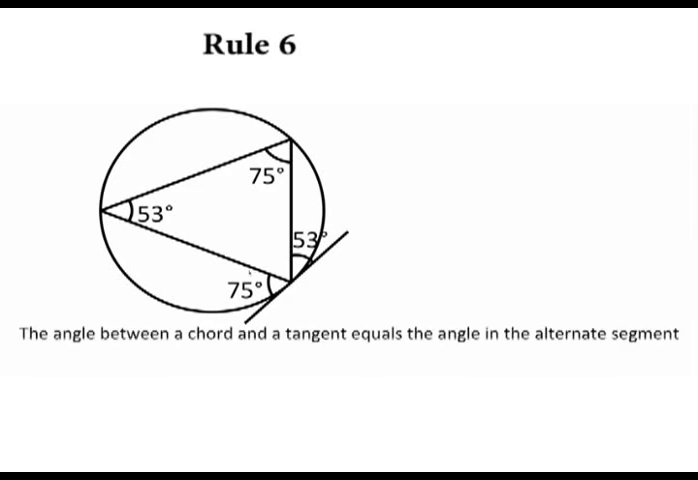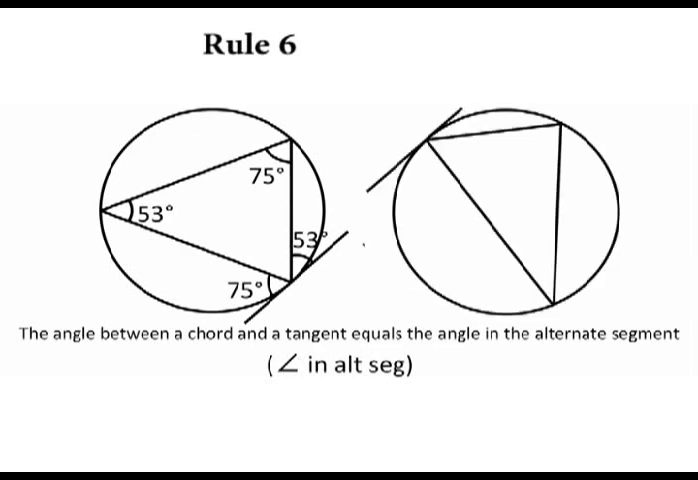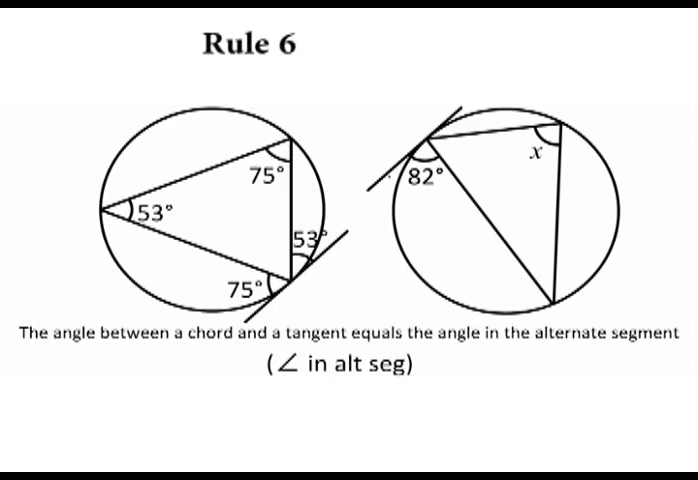The rule is, the angle between a chord and a tangent equals the interior opposite angles in the alternate segment. In shorthand, it's angles in alternate segments. For an example, here's a triangle and we have a tangent touching one of those corners. If this angle is 82 degrees, surely we can calculate x. Because you notice that this 82 degrees is opposite to angle x, and therefore they must be equal. X is 82 degrees then.